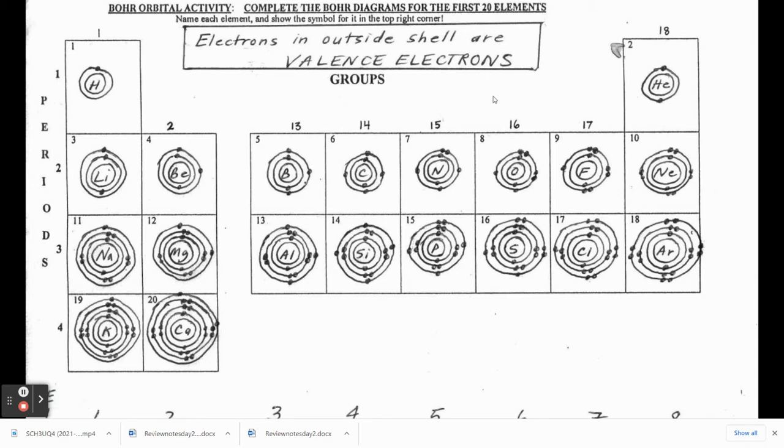Other patterns you might be able to spot. It's a bit difficult to see here, but as you go down the group, what tends to happen to the size of the atom when you go from top to bottom of the group? You're probably noticing that there's an increase in the radius or the size of the atom because you have more shells, and there's a bit more to it than that, but you might notice some patterns like that as you draw some of these Bohr-Rutherford diagrams.